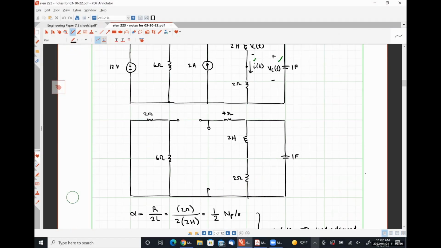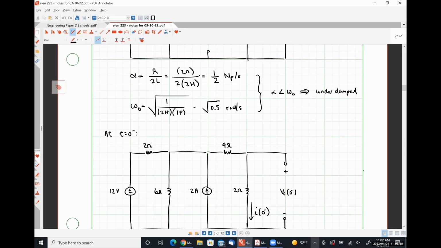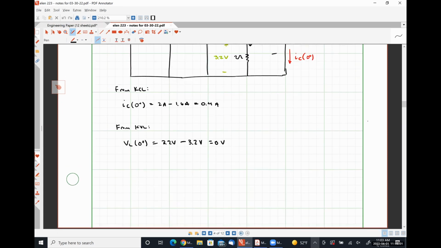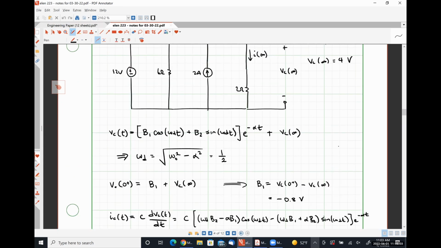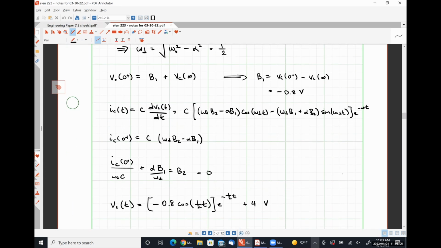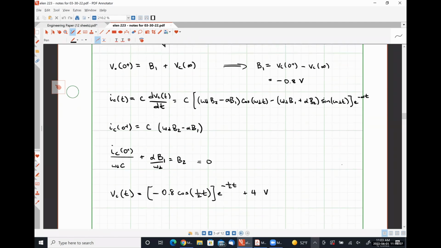So when we finished up class on Wednesday, I believe it was, we had analyzed a rather large circuit and we had determined what the value of the capacitor voltage was as a function of time. Okay. So we have two paths here that we can take.